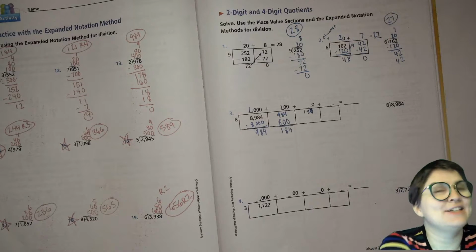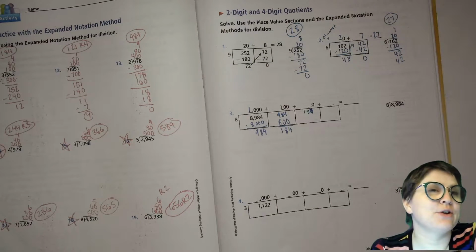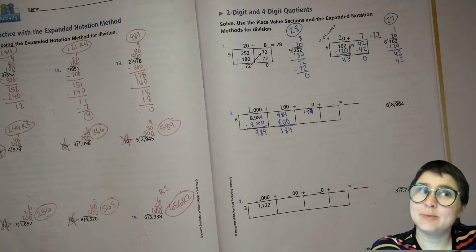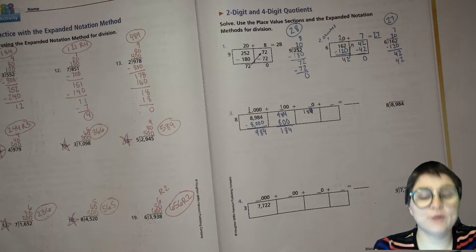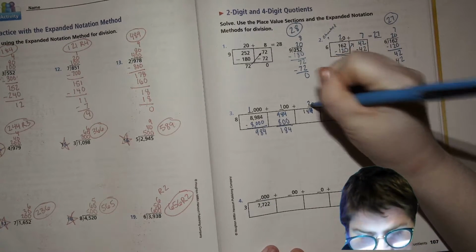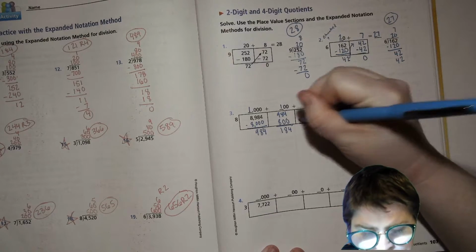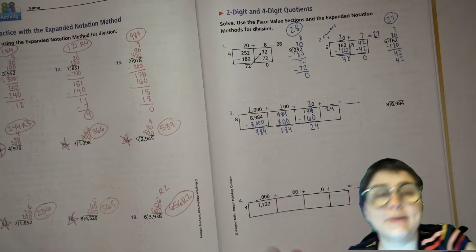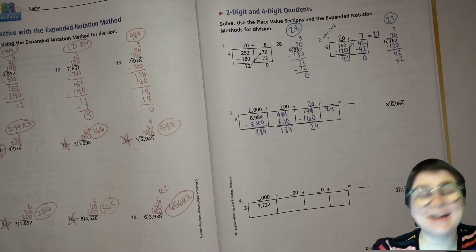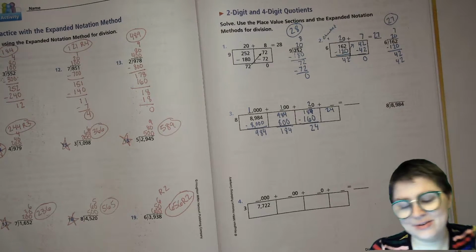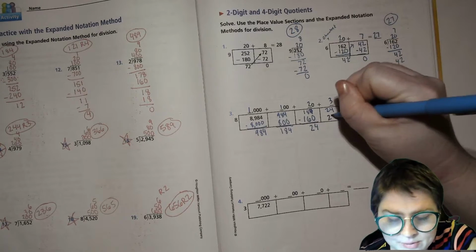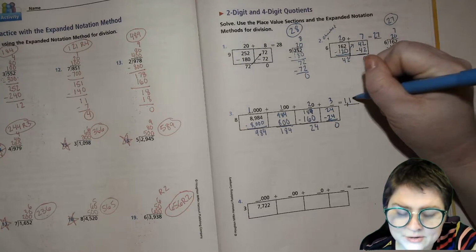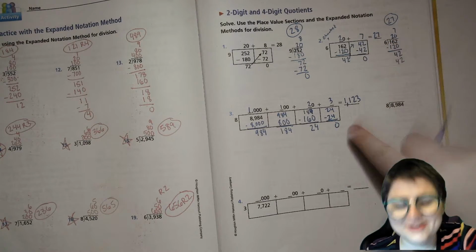184. How many 10s do you multiply by 8 to get close to but not over 184? 1 10 is 80. 2 10s is 160. That's pretty close. 3 10s would be 240. That's too high. So 2 10s, 160. 4, 2, no hundreds, 24. Now, how many 1s do you multiply by 8 to get close to but not over 24? 3. 24. 0 remainder. So 1,123. Oh, look, 1, 2, 3. How fun is that?